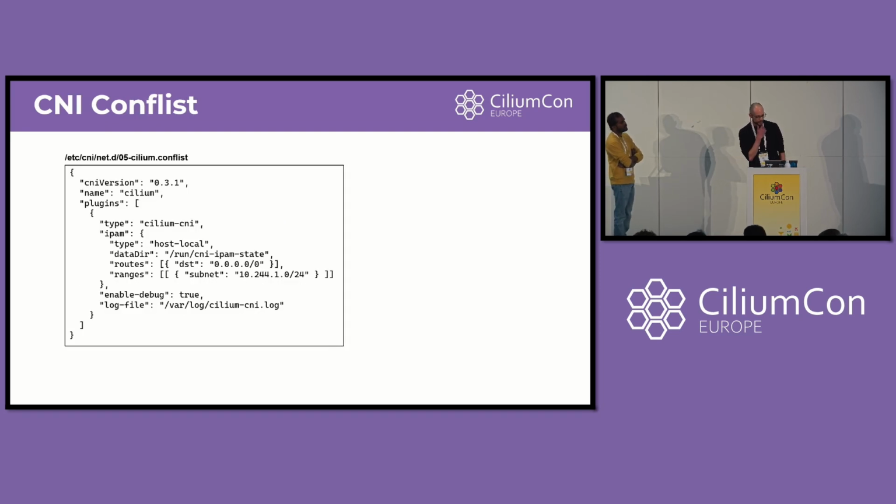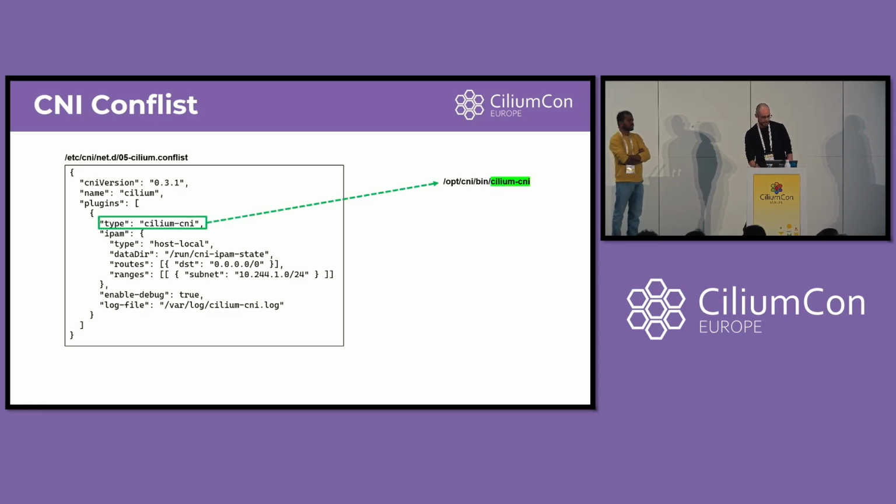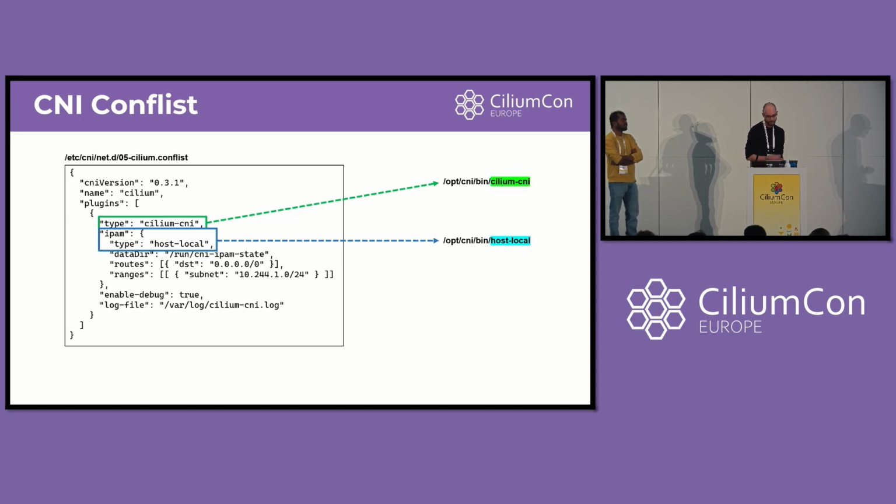So what does that conf list look like? It's actually very, very similar to the one that Cilium installs by default. Per the CNI spec, there's going to be a type that says what the main CNI plugin is. And so this is Cilium CNI to configure Cilium, the binary that Cilium installs in /opt/cni/bin/cilium-cni. The thing that's new with delegated IPAM is we now have this IPAM section. And this is what tells Cilium CNI how to invoke the IPAM plugin just to do the IP address allocation and release. Here we're using the reference plugin from the CNI project known as host-local.